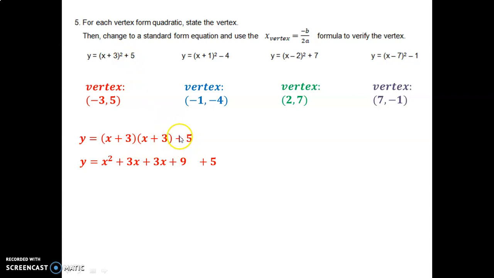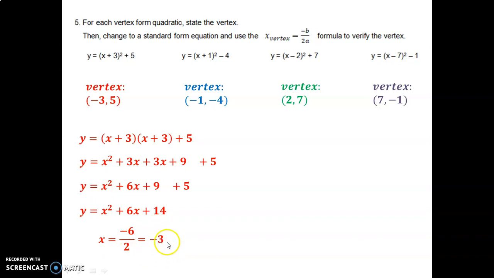Don't forget it's there. This 3x and 3x can combine to be 6x. I still have that 5 floating there. Now combine the 9 and the 5, and we get 14. So again, maybe for you it's easy enough to do this multiplication and combine it all in your head. Okay, using the negative b over 2a formula, we did negative 6 over 2 times 1, which is a, so that gives us negative 3.